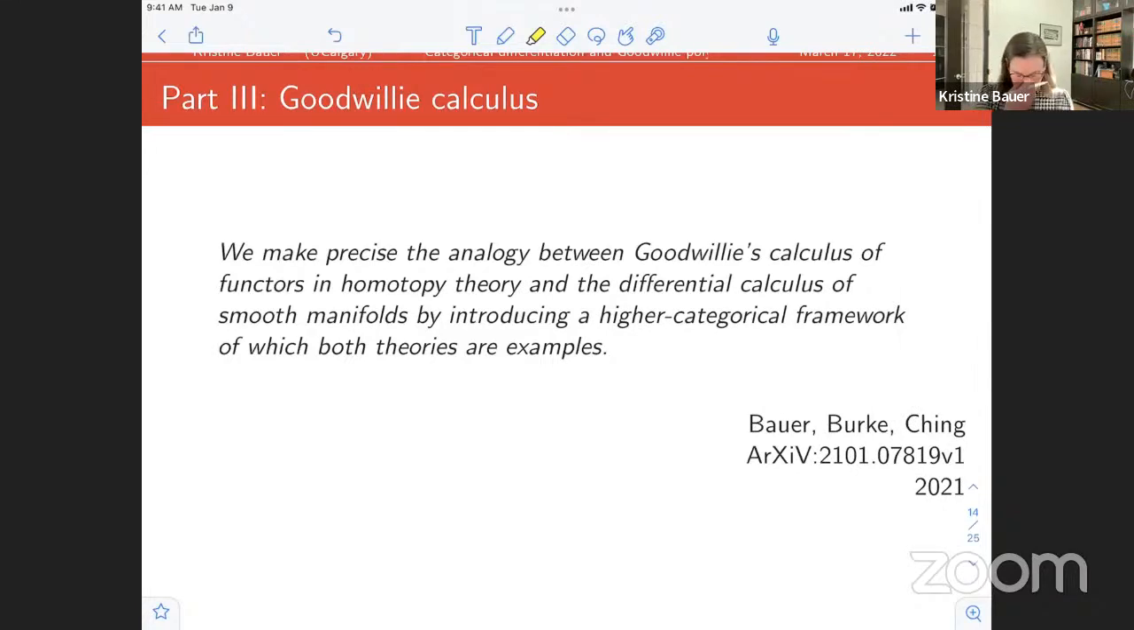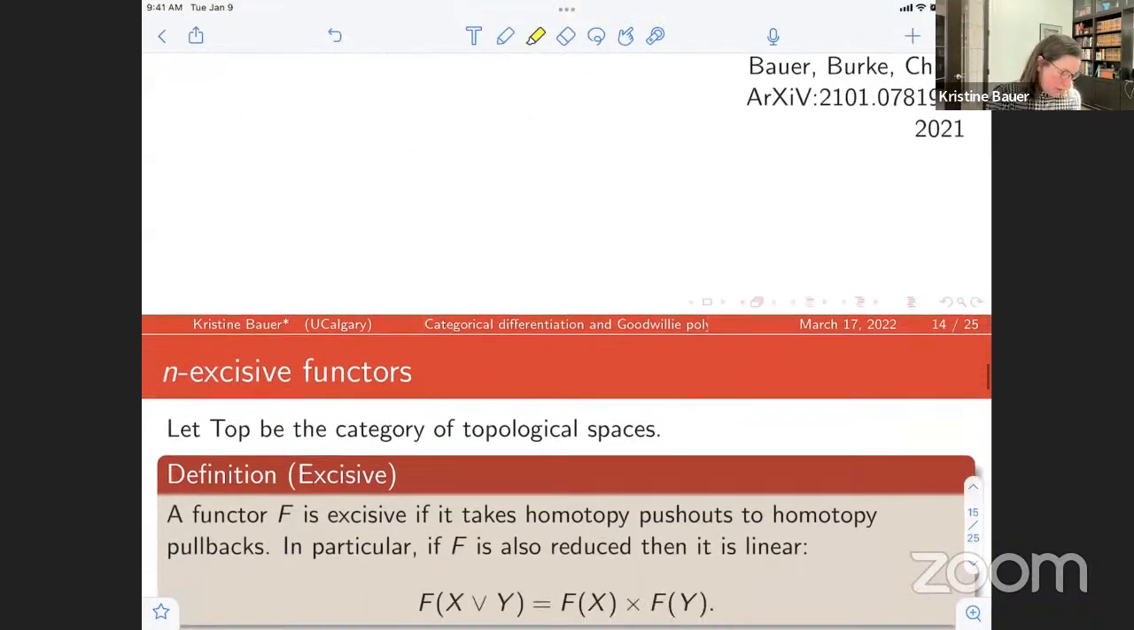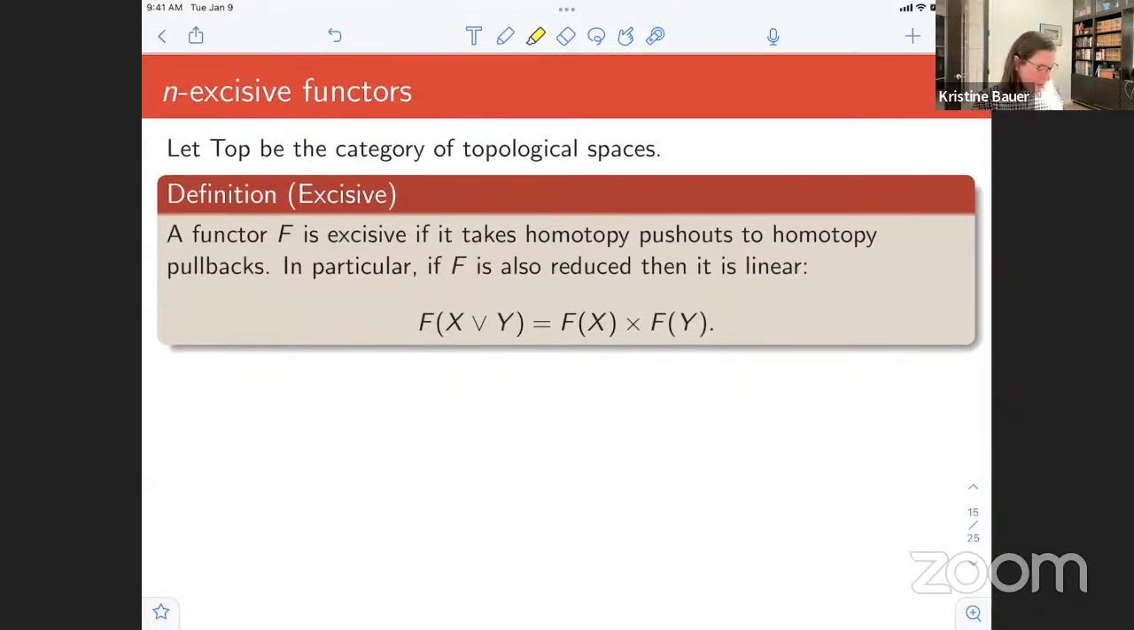So I'm going to talk now about a paper that I wrote with Matthew Burke and Michael Ching that makes precise the analogy between Goodwillie's calculus of functors and the differential calculus of smooth manifolds. I'm just going to briefly say what the relationship is here. Okay. All right, so let me just reiterate some things that have already been said. So now let me go back and talk about excisive, which I mentioned at the beginning of my talk, but I want to make precise now.